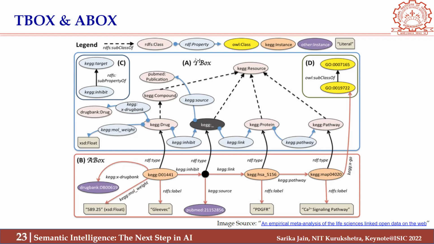As you could see, number A is the T box, and this B is the A box. A box means the instances, as I just mentioned, the rows in an RDBMS table. You could see KEGG instance and other instance. This color is referring to instance and this color is referring to any instance which is other than from the KEGG IRI. So this instance is of protein, this instance is of pathway, this instance is of drug, and so on. So basically I wanted to demonstrate the difference between a T box and an A box.